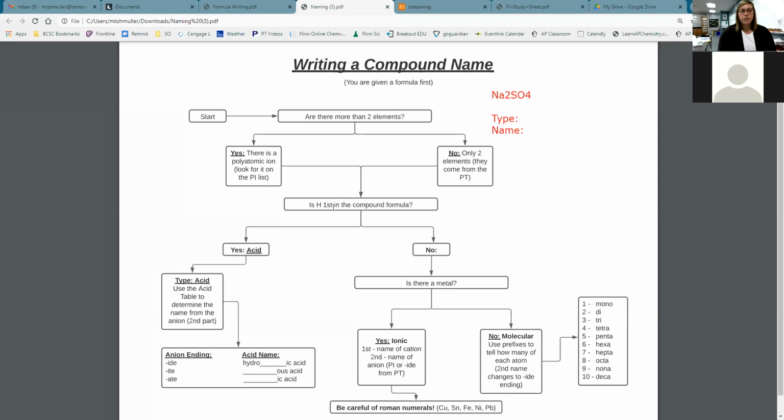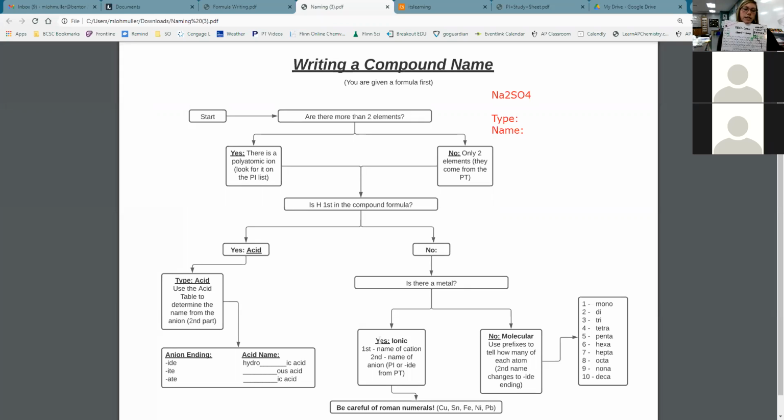But if you don't have H first in the compound formula, then the next way to determine whether it's ionic or molecular, 99% of the time, is if it has a metal. So not only do you need to have those polyatomic ions handy and this flowchart handy, you also need to have your periodic table handy. Just a refresher, metals are on the left side, non-metals are on the right side. So we have a lot of metals to choose from. If you have an element from the left of the stair step line, then that means that it is an ionic formula or an ionic compound.